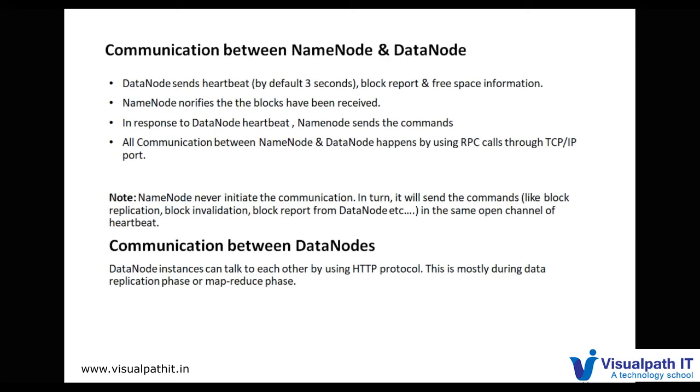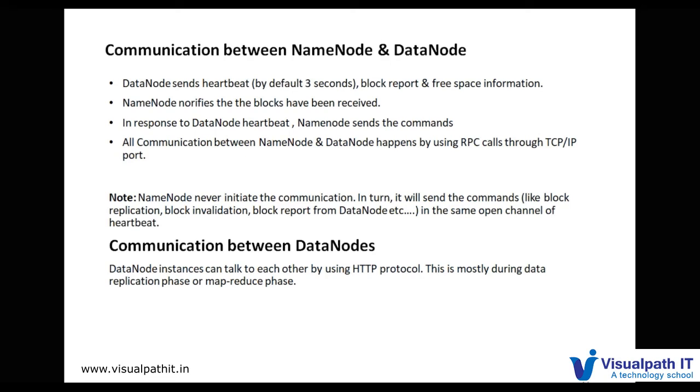Okay, and name node never initiates the communication. One more thing, name node will never ask for any information individually from the data nodes. So the data node only needs to send all the information to the name node. And name node will send commands like block replication, block invalidation, block report from the data node, et cetera. And this is in the same channel of the heartbeat signal. In the heartbeat signal itself, they will ask, unless and until name node asks for any more information.